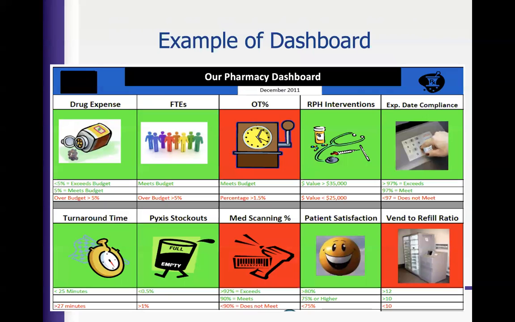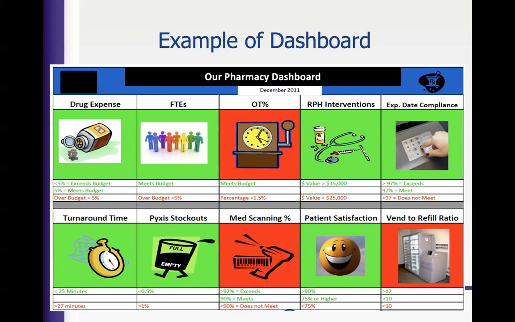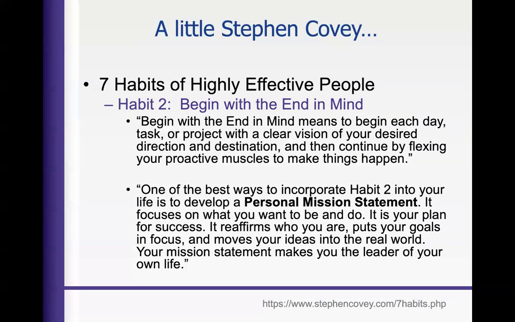So here's an example of a pharmacy dashboard. They're tracking the drug expenses, comparing it to budget. They're tracking the FTEs compared to budget. They're tracking overtime. They're looking at interventions. They're looking at turnaround time. And so this is an example of specific measures and comparing them to their goals of where they want to be. And this is an example of looking at out-of-stocks in the dispensing unit, a more detailed report. But you have the dashboard and then you have the more detailed report.